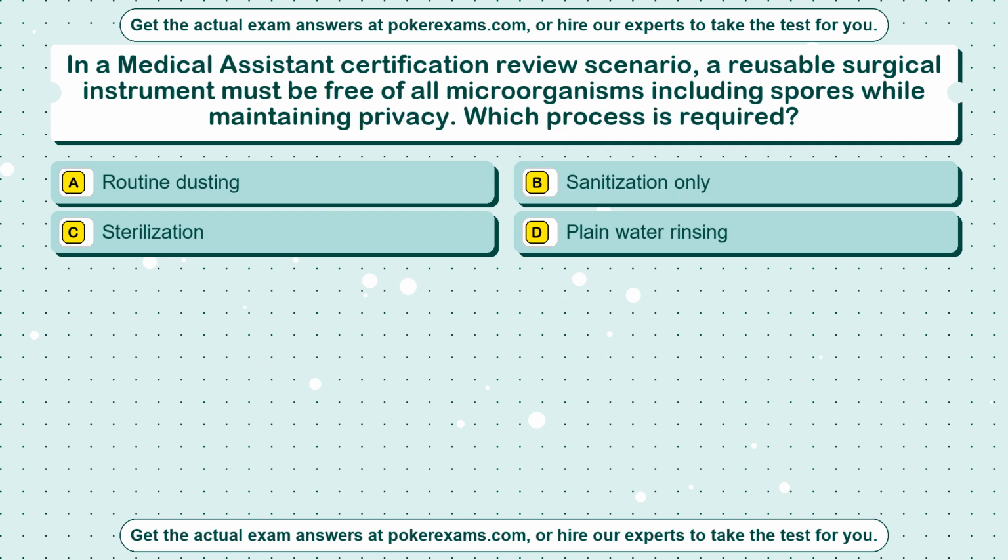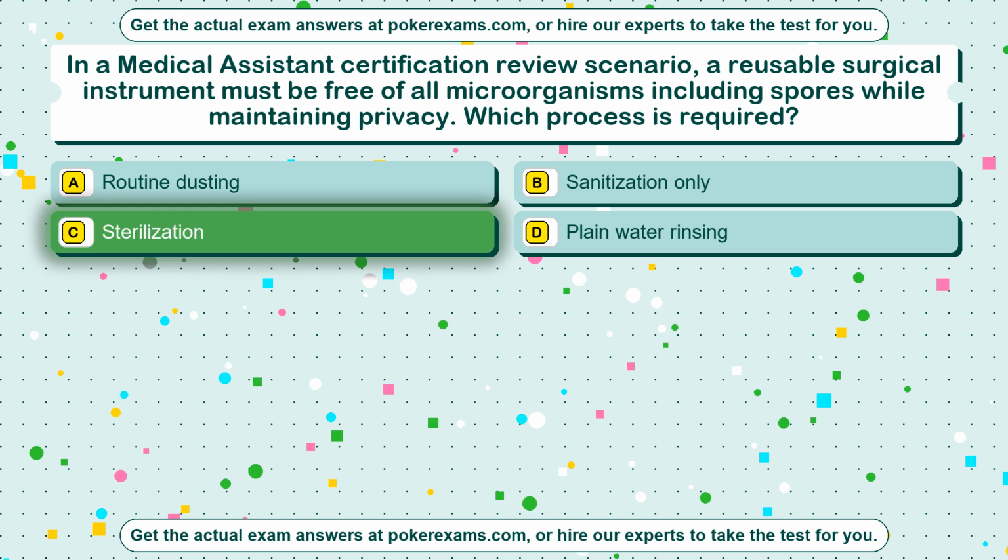Question 14. In a medical assistant certification review scenario, a reusable surgical instrument must be free of all microorganisms including spores while maintaining privacy. Which process is required? Option A, routine dusting. Option B, sanitization only. Option C, sterilization. Option D, plain water rinsing.